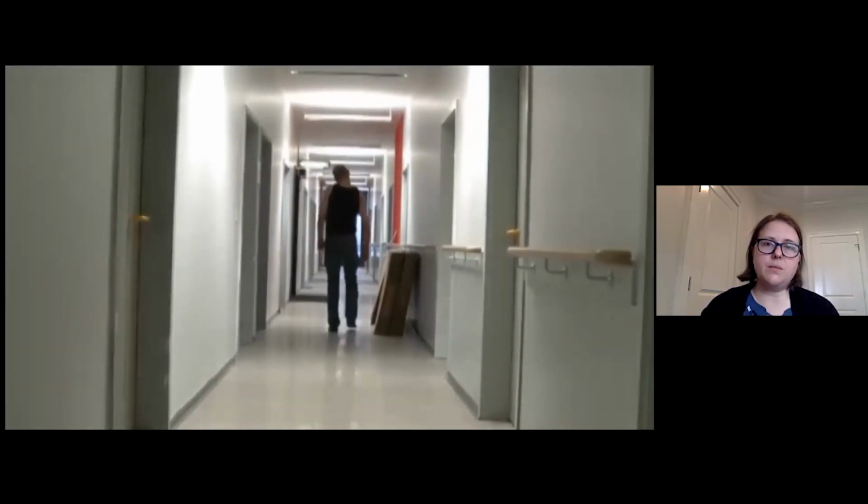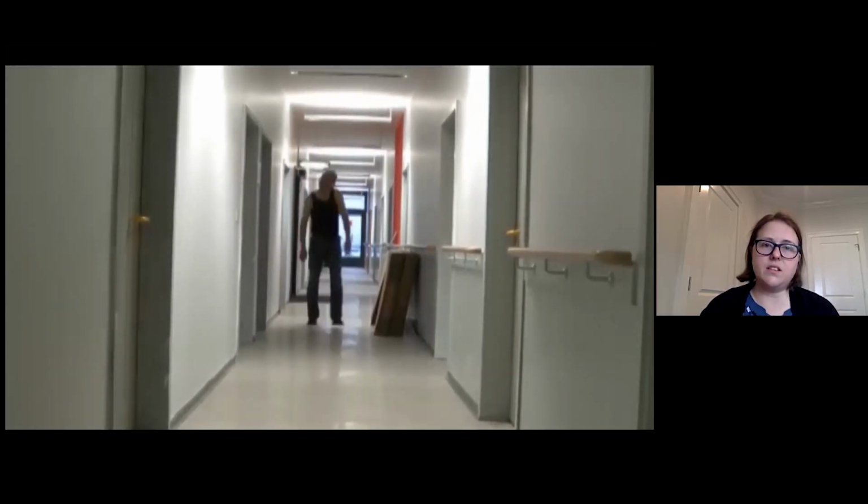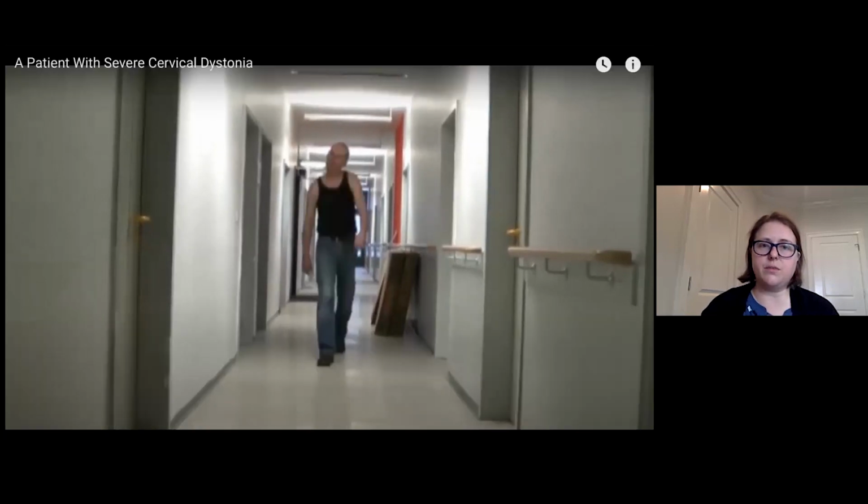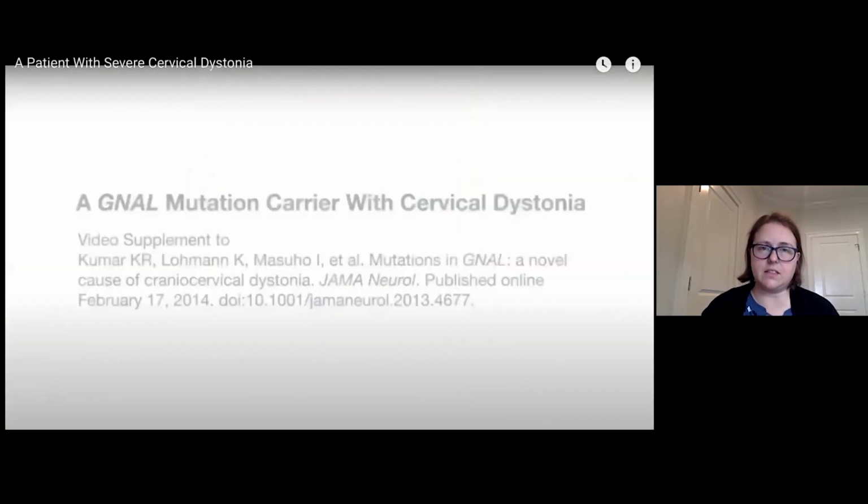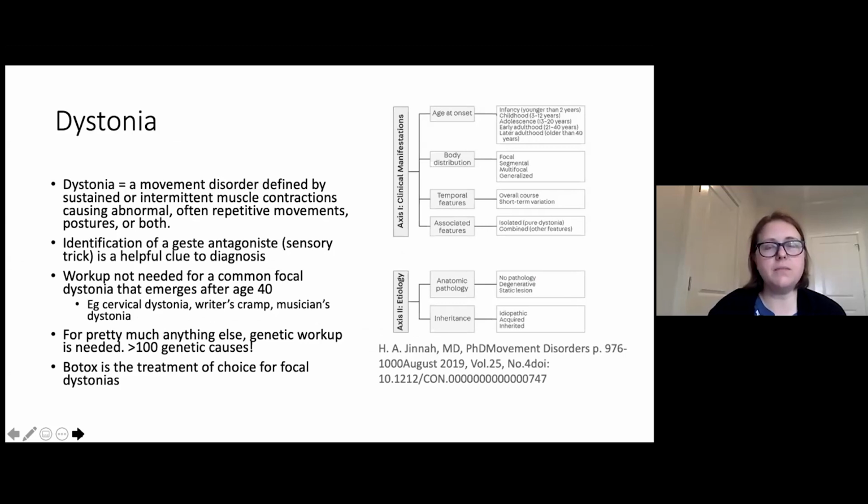Sometimes walking can bring out a dystonia. And so for this, again, you see really prominent head tilt as well as turn. To take you through our approach to dystonia, dystonia is a movement disorder defined by sustained or intermittent muscle contractions, which causes abnormal, often repetitive movements, postures, or both.